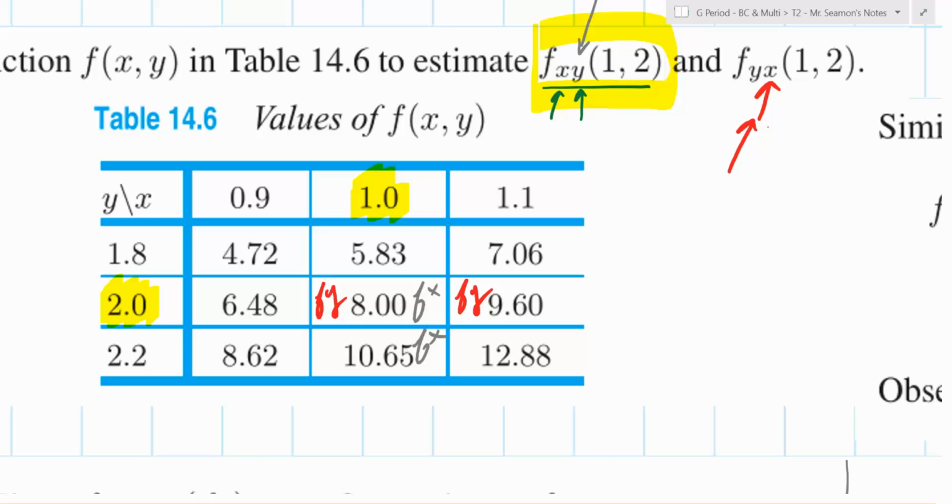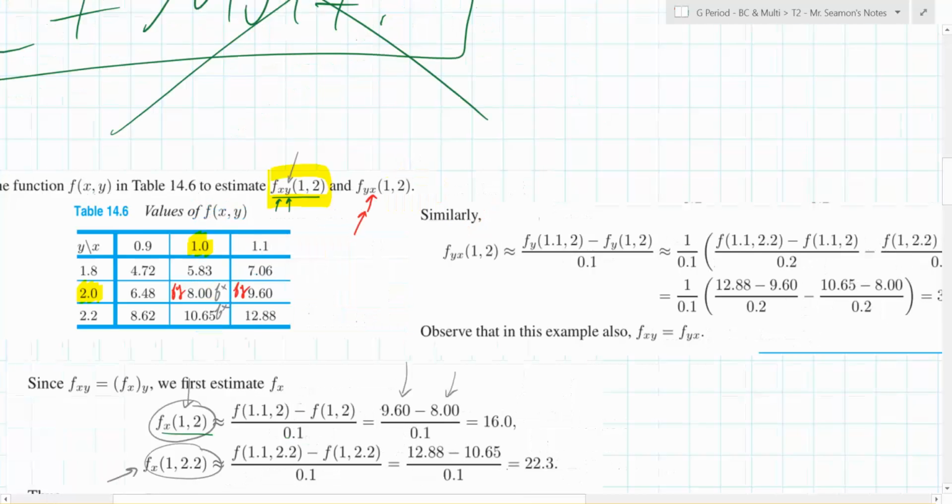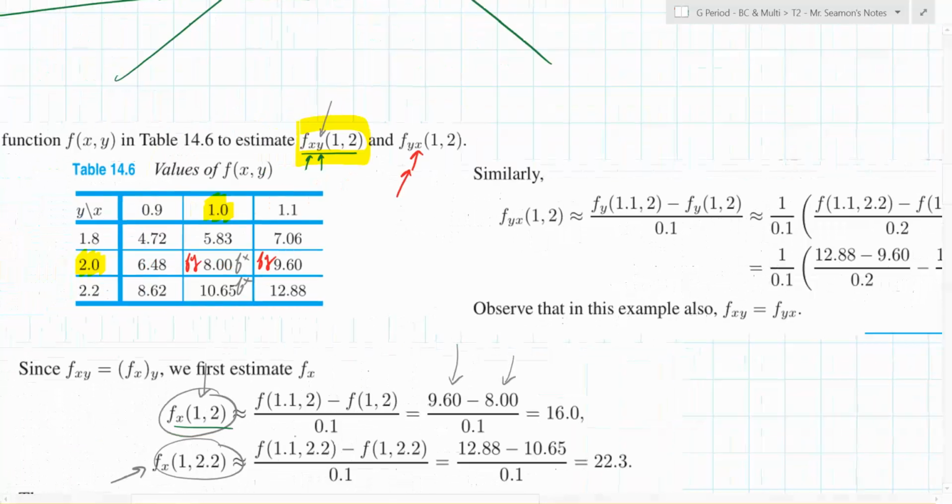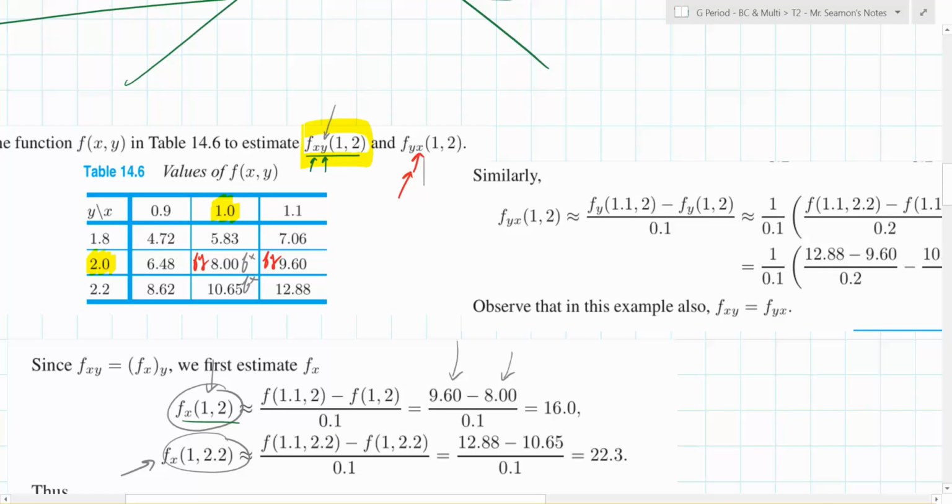How do you figure out fy in each of these cases? Well, that's what it has right here. So you're just changing the values that you would use for the second. Correct. So instead of doing 9.6 minus 8 divided by 0.1, we find the fy. How do you find the fy right here? And right there? Keep x constant for each one, so you move down the column. So you do 12.88 minus 9.6 divided by 0.2. That's what you get right here. And then you do 10.65 minus the other value, divided by 0.2. So those are your two values, the fy's in each of these cases. And then you subtract them and divide by 0.1.